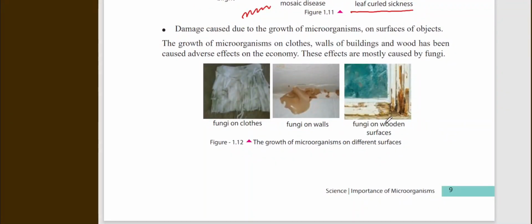Fungi on clothes, fungi on walls. Fungi, basically microorganisms, destroy things that are important to us. Maybe furniture, maybe our books, maybe different things. Not only food, but also most materials are destroyed by microorganisms. They have been doing this for a few billions of years, you know, right? Billions of years means not your furniture, but woody material.